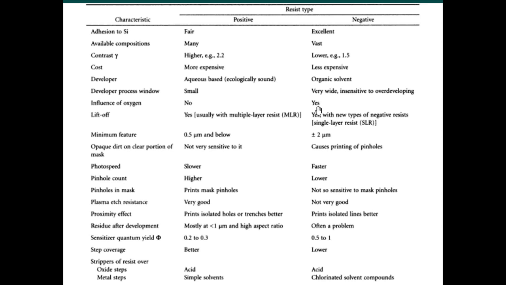With positive photoresists, you can get very small feature sizes, 0.5 micrometers and below. With negative resists, a plus or minus 2 microns is typical. I think you can get smaller than that now.